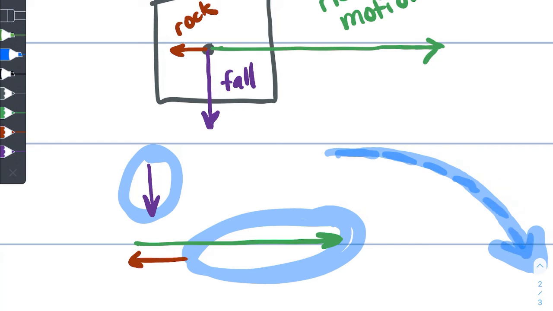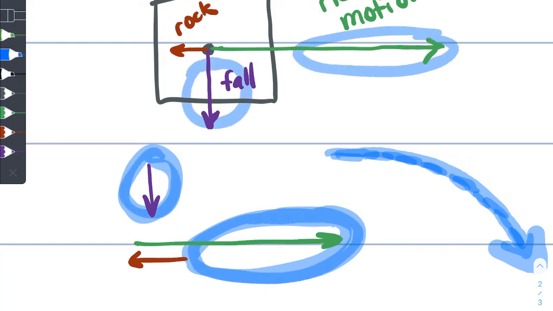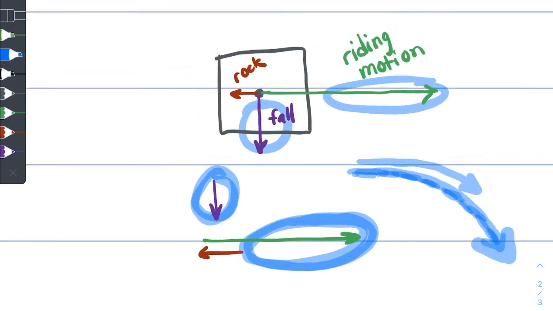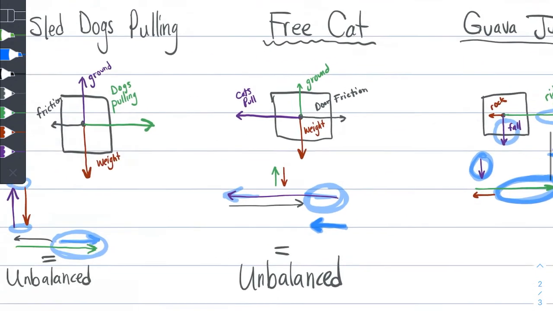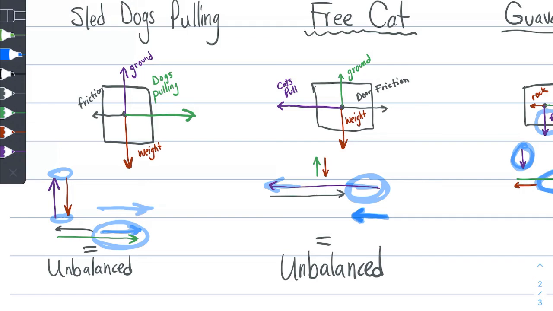And that's exactly what happened to Guava Juice. He moved forward and down to the ground. You can see forward and down. We have this forward motion as well as the down, so therefore that would be the trajectory of this object. All of these other ones that have motion are just motion, either straight left or straight right.